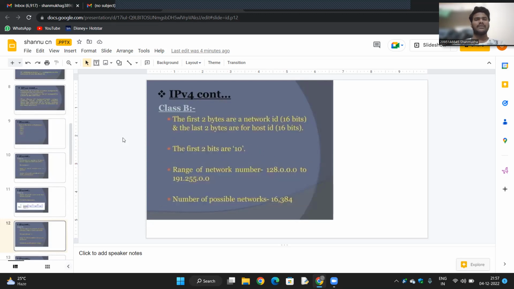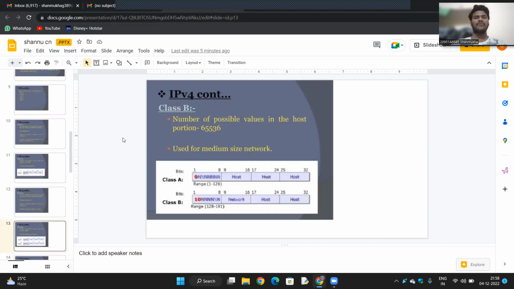In class B, the first 2 bytes are the network ID, 16 bits, and the last 2 bytes are the host ID, also 16 bits. The first 2 bits are 10. The range of the network number is 128.0.0.0 to 191.255.0.0. The number of possible networks is 16384. The number of possible values in the host portion is 65536. It is used for medium sized networks.